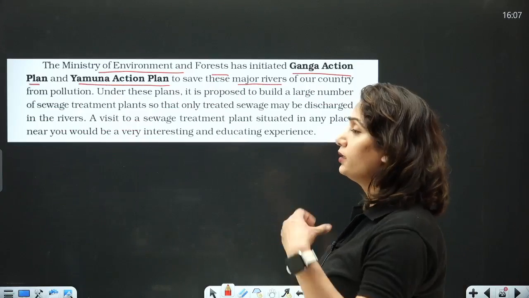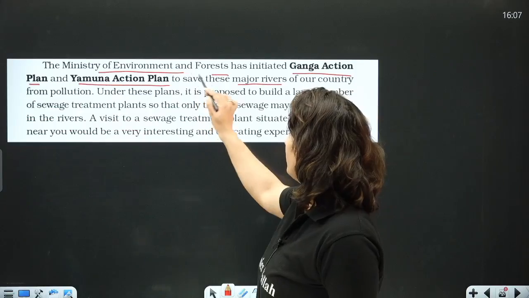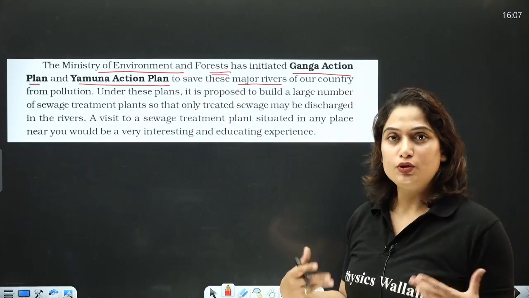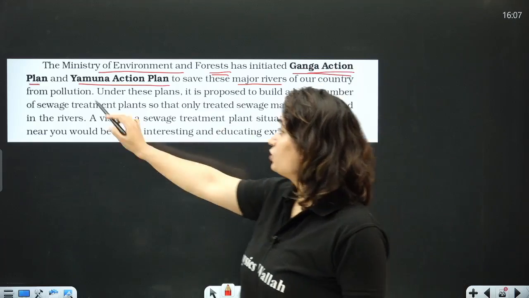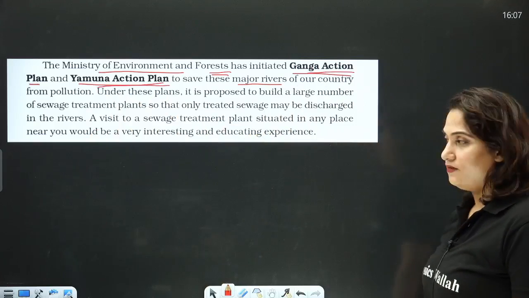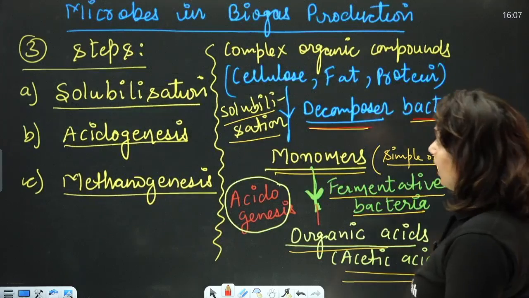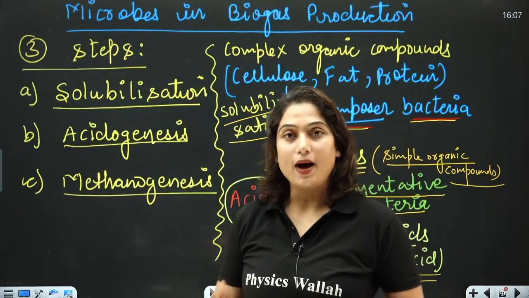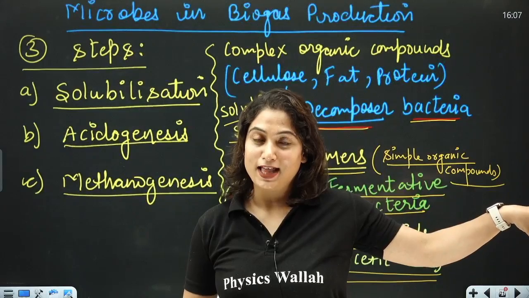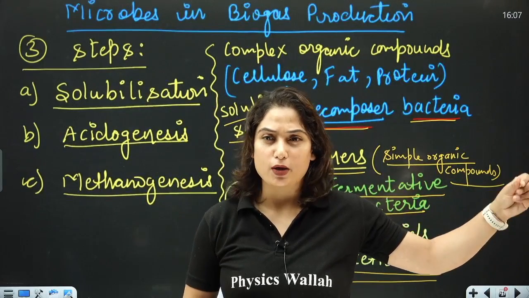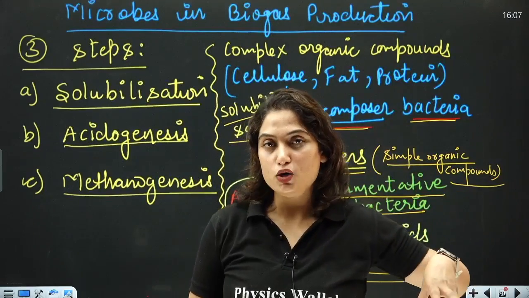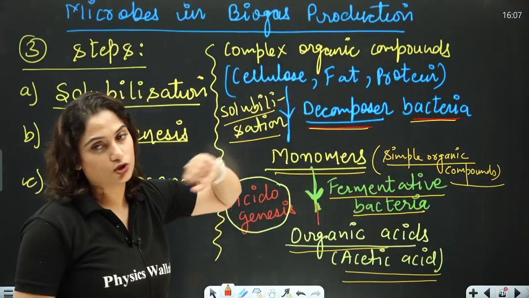Now the government, the Ministry of Environment and Forest, has initiated many plans for the treatment of water, like the Ganga Action Plan and the Yamuna Action Plan for the treatment of sewage. Now comes microbes in biogas production. We have just seen that during the sewage treatment plant, biogas is also produced as a bioproduct. But now we will specifically use the microbes for biogas production.